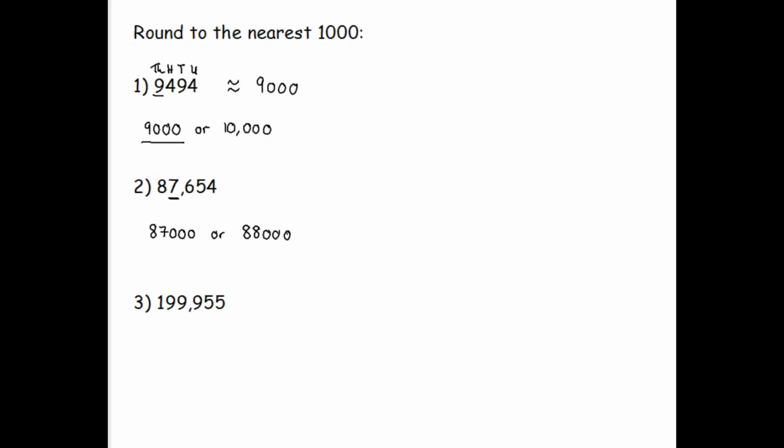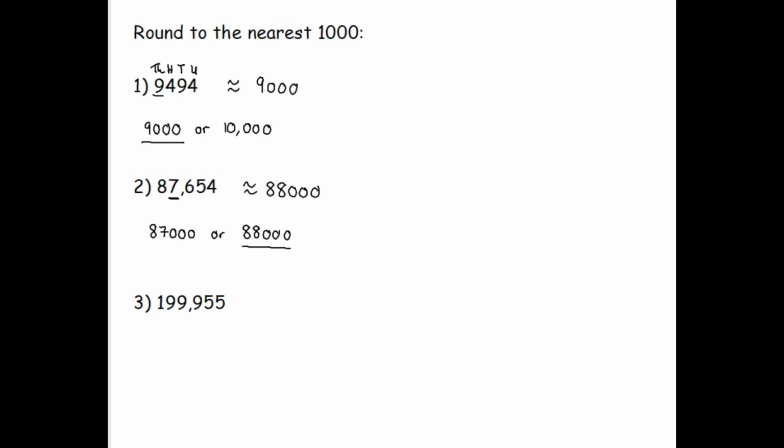So your 7,000, you need to look into the column after it. So you need to look into the column where the 6 is, your hundreds. 6, 5 or more, you round up. So 6 is bigger than 5, so you want to round up to your 88,000. So 87,654 will round to 88,000.